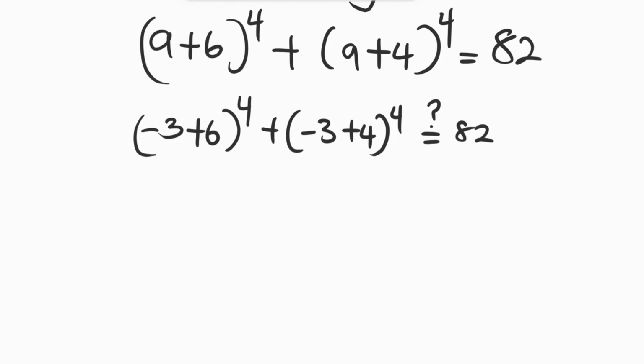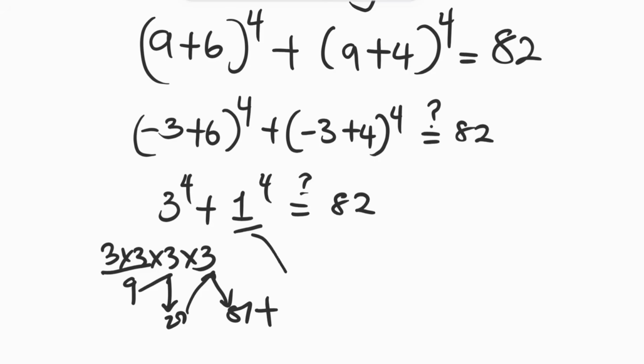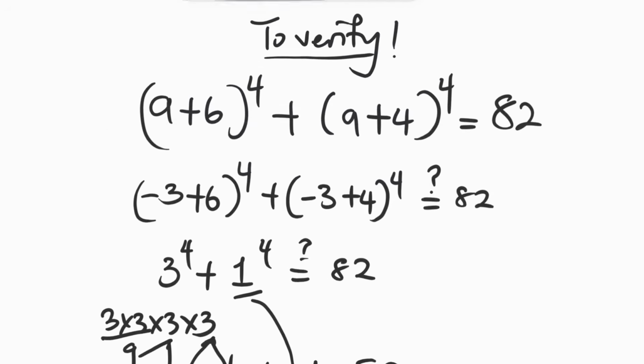So minus 3 plus 6 will give us 3 raised to the power 4 plus 1 raised to the power 4. Now 3 raised to the power 4 is 3 times 3 times 3 times 3. 3 times 3 is 9, times 3 is 27, times 3 is 81. So 81 plus 1 will give us 82, right? So we see that 82 is equal to 82. The left hand side is equal to the right hand side. So a1 is confirmed. Now let us go over to a2.